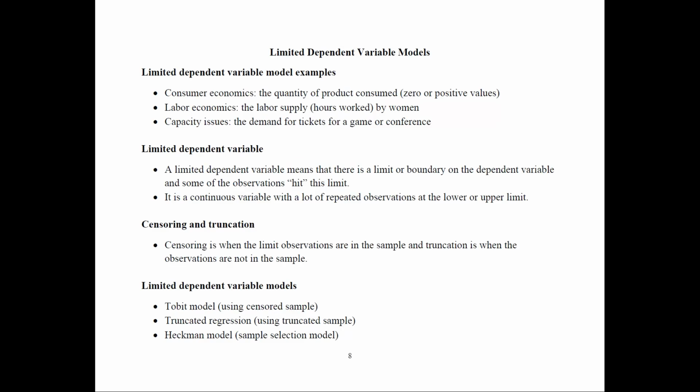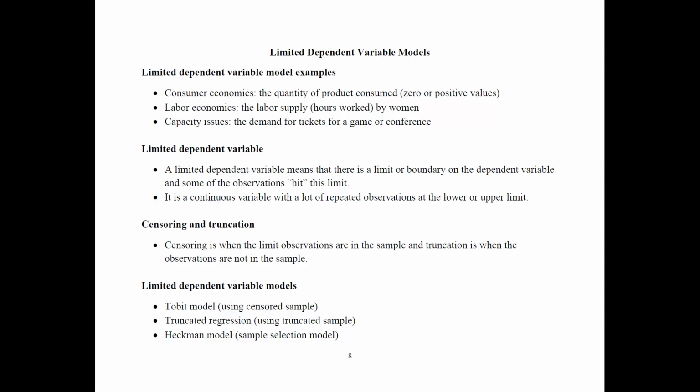The next types of models are the limited dependent variable models. And here are a few examples. We can talk about the quantity of product consumed, and many people would have zeros, they don't consume that product, and some would have positive values. From labor economics, it could be the labor supply or the hours worked by women. So again, you would have zeros or positive values.